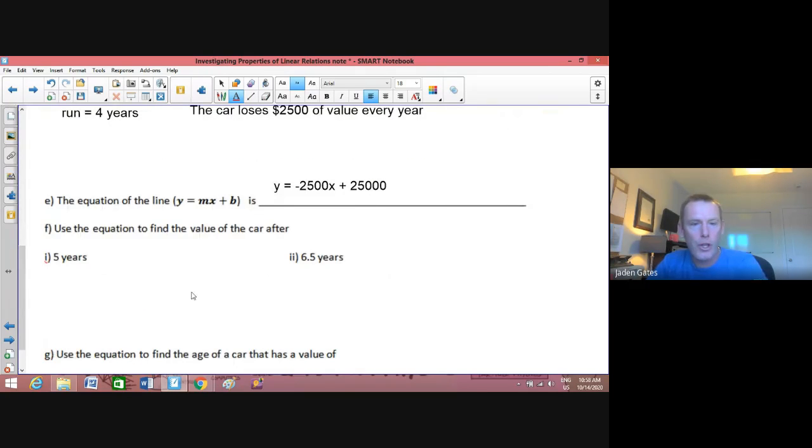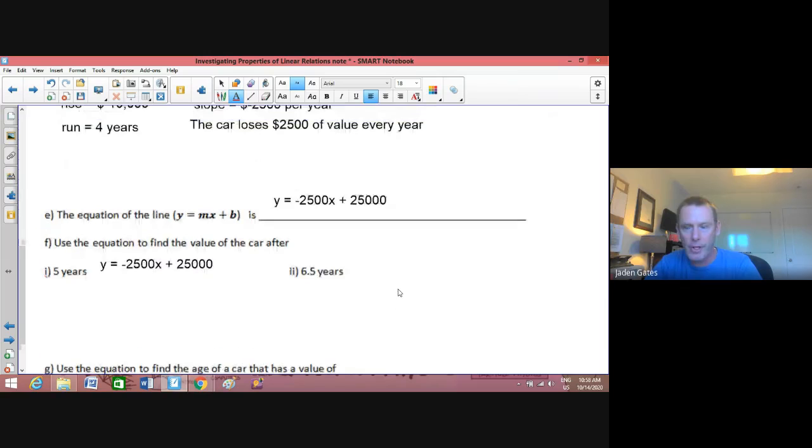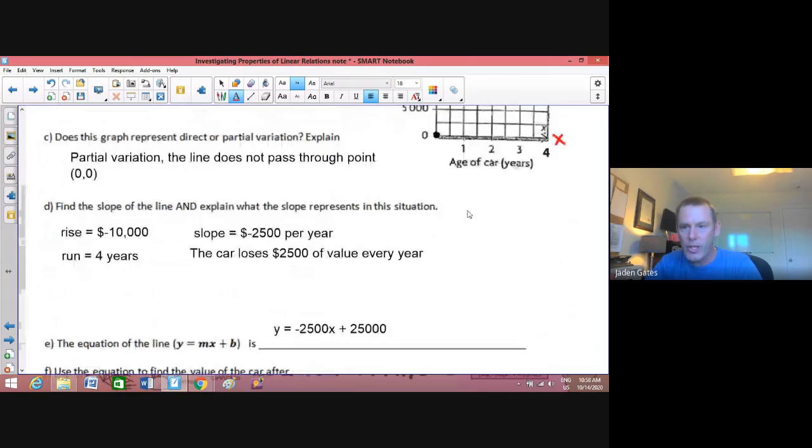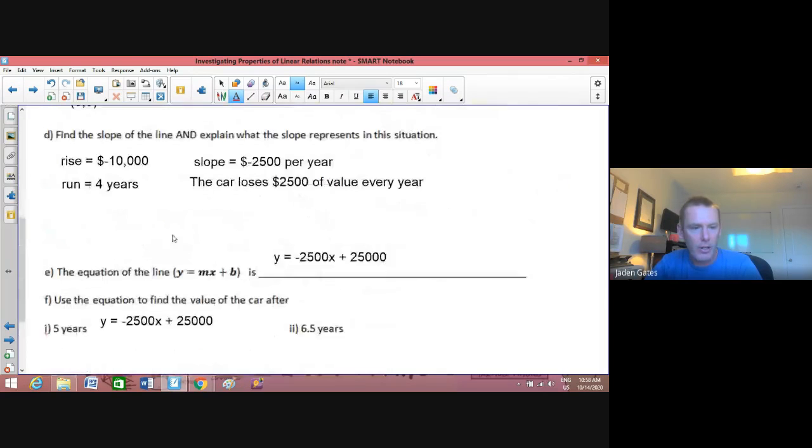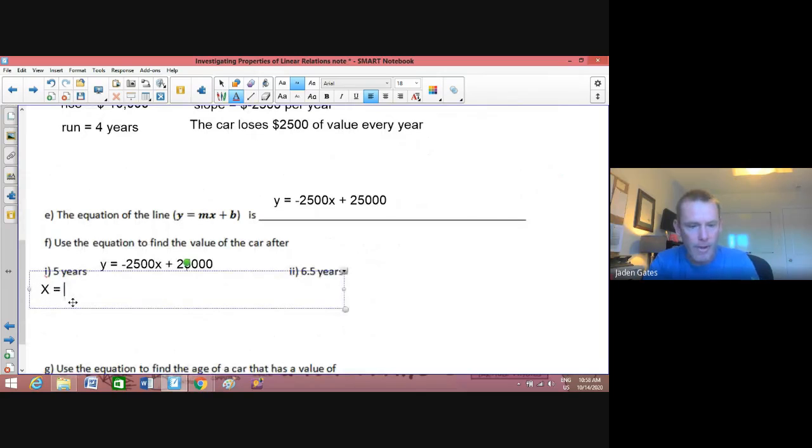All right, now we're actually going to use that equation. So I might as well write it down here. y equals negative 2,500x plus 25,000. Again, I have a value here. We have an equation. It's got a y and an x in it. So this 5 years has to be either the y or the x. So I look up on my graph, 5 years. Years are on the x-axis. So this value here is telling us that our x value equals 5.